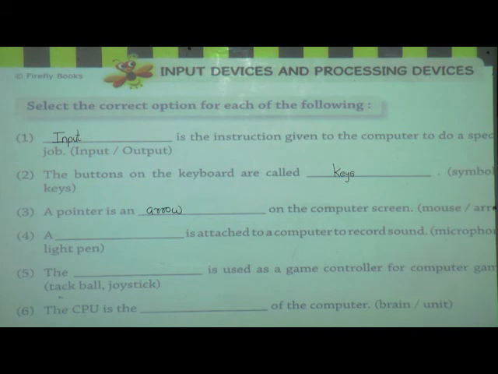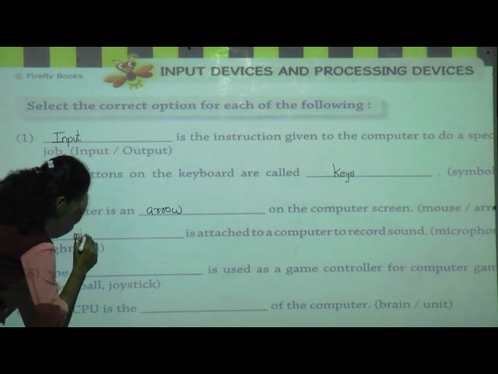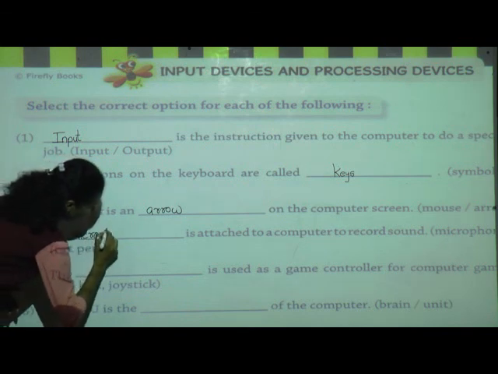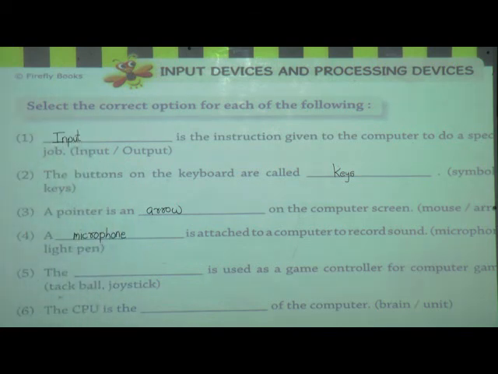A dash dash is attached to the computer to record sound. Microphone or light pen. Microphone is attached to the computer to record, or is light pen useful for recording? Yes, good. What are we using for recording? Microphone. What is the spelling of microphone? M-I-C-R-O-P-H-O-N-E. Microphone.